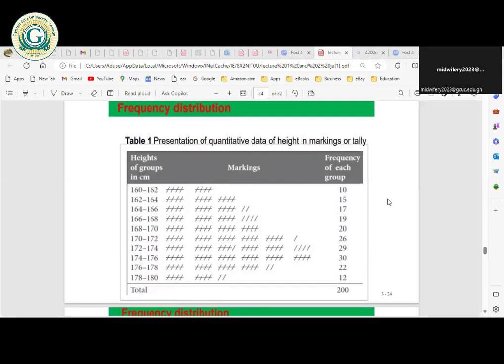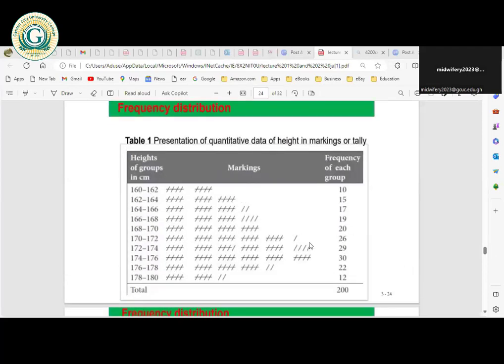The variable name is the height. And what is the type? Is it qualitative or quantitative? It's quantitative. And under quantitative, is it continuous or discrete? Continuous. Okay, that's good. And we have the respective frequencies.